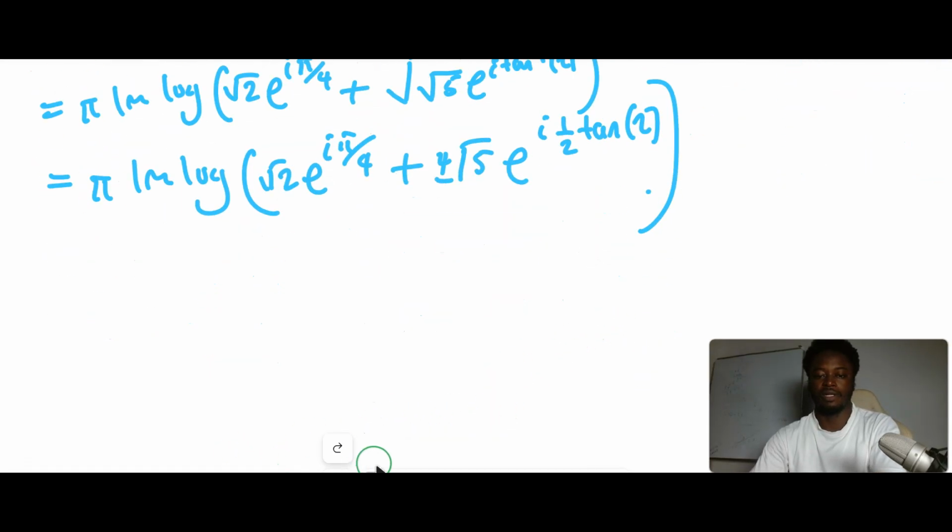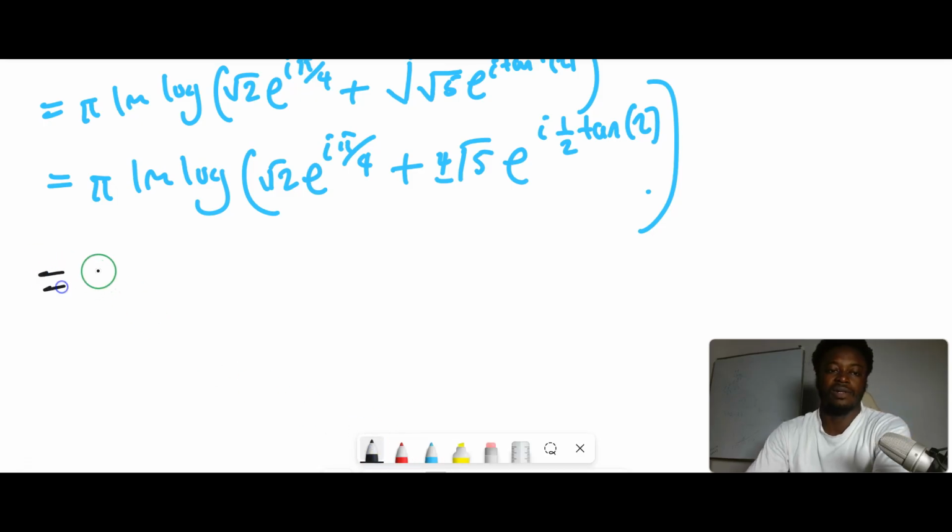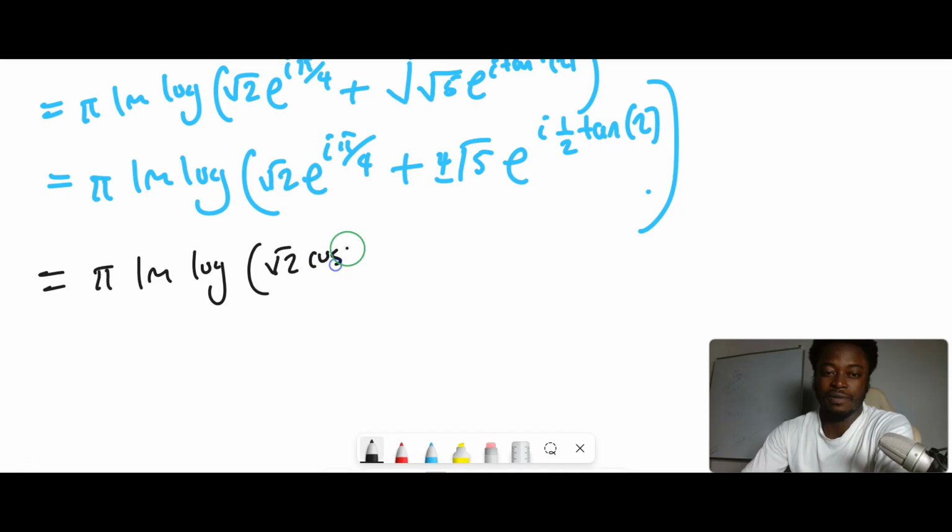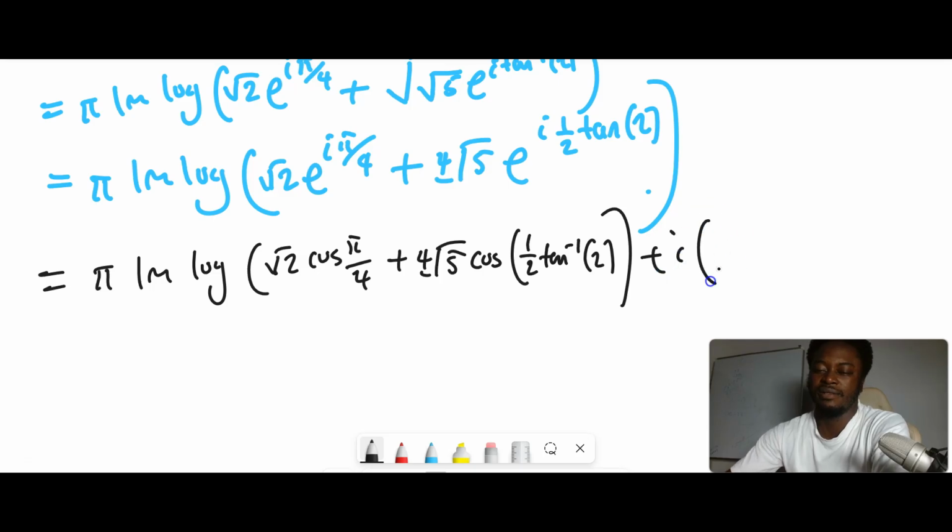Next, we're going to write this as pi times the imaginary part of the logarithm of, here you have the square root of 2 times cosine of pi over 4, plus the fourth root of 5 times cosine of 1 over 2 tan inverse of 2, plus i times square root of 2 sine of pi over 4, plus the fourth root of 5 times sine of 1 over 2 tan inverse of 2.